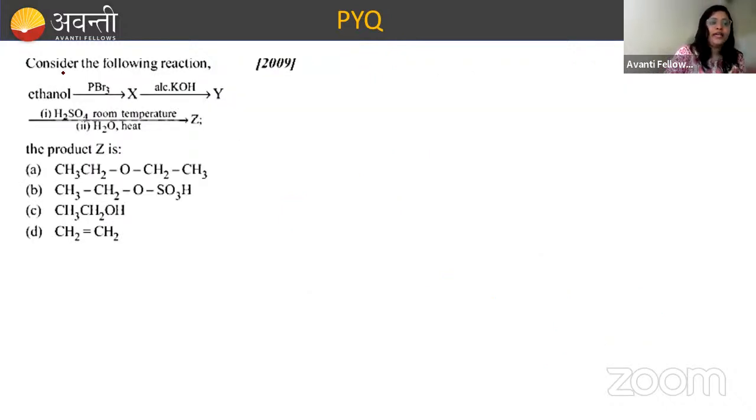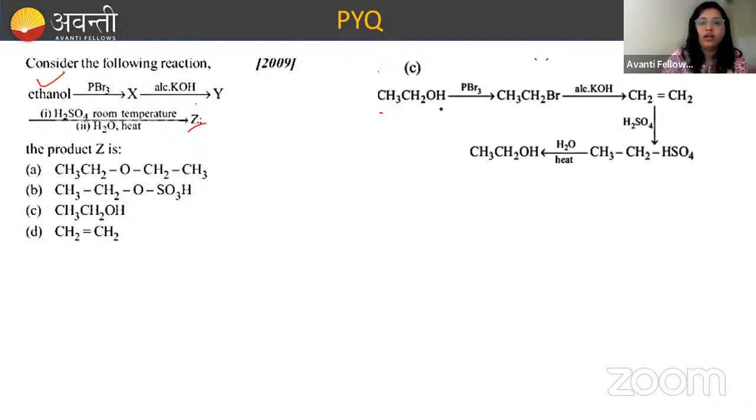Consider the following reaction. Ethanol, when reacts with PBr3, it gives X molecule, which undergoes alcoholic KOH and gives Z molecule. What is the product Z? So let's try to solve this problem. So यहाँ पे I have written ethanol. Okay, ethanol का यहाँ पे structure दिया नहीं था, लेकिन we know the structure, right? Add करो PBr3, what will happen? The substitution reaction is going to take place. OH will get replaced by Br.